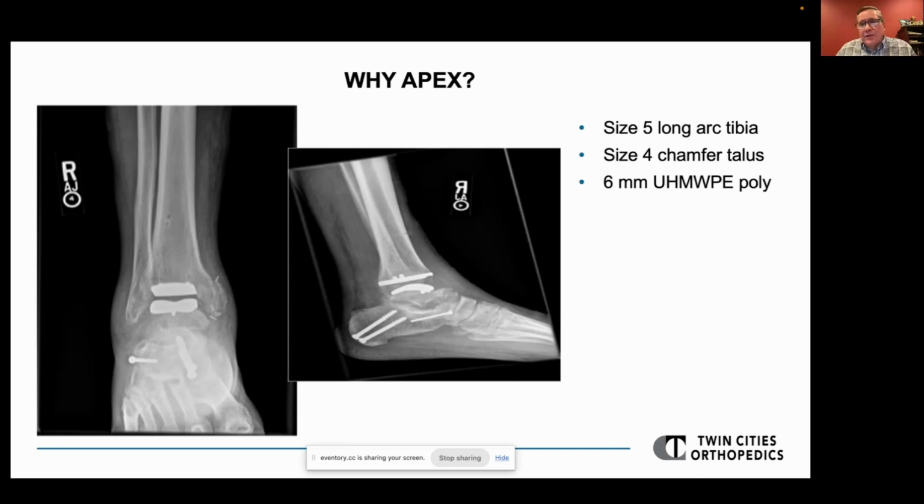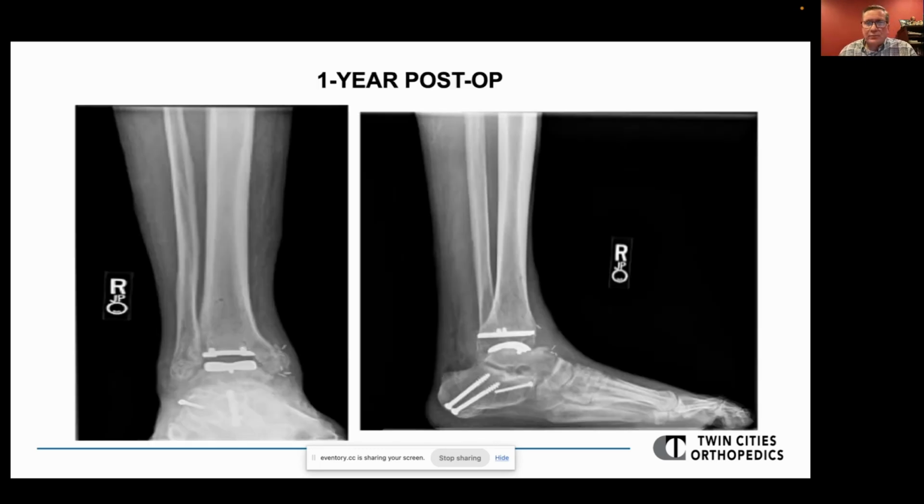He ended up with a size 5 long arc tibia, so 6 is the biggest. He had a 5. I was a little concerned that maybe I was going to need a 6, but a 5 fit well. We used the traditional alignment guide on him as well. So 5 long tibia, size 4 chamfer talus, 6 millimeter polyethylene. And again, here he is at a year post-op.